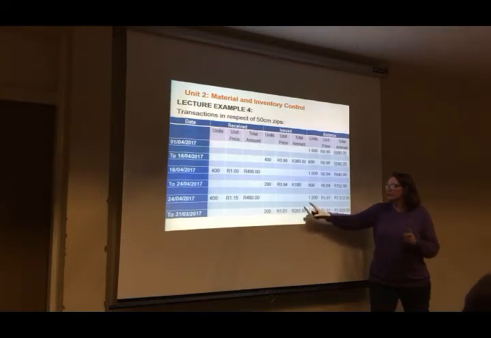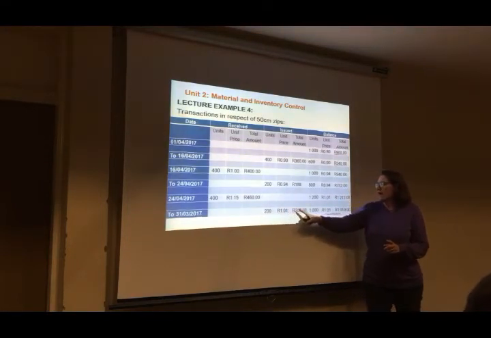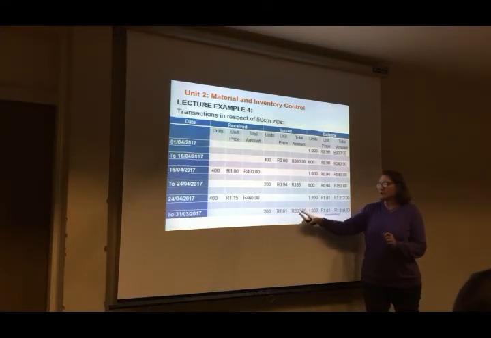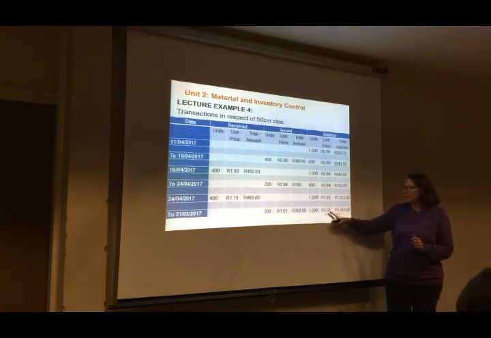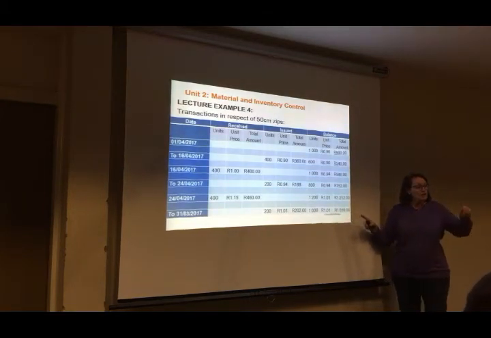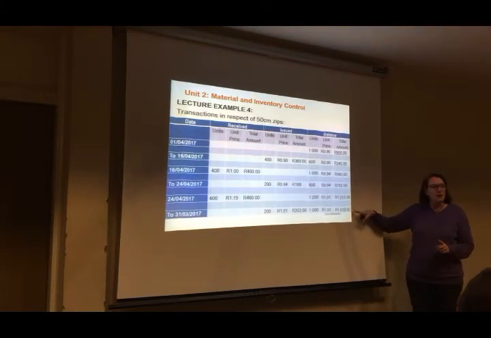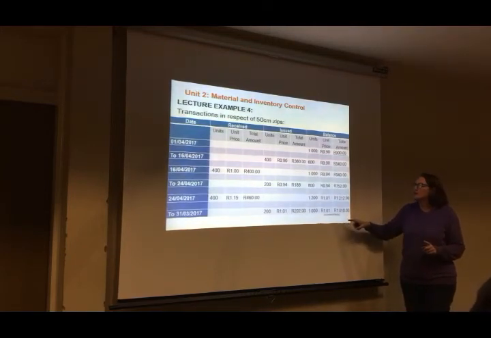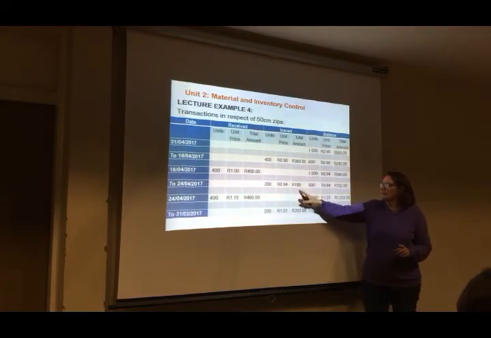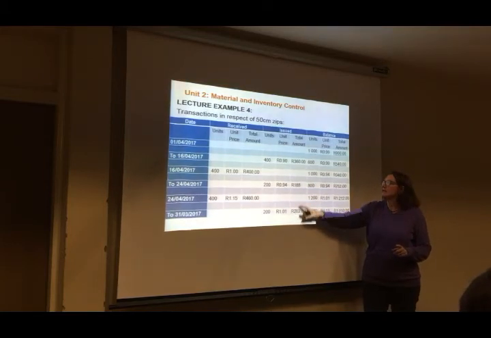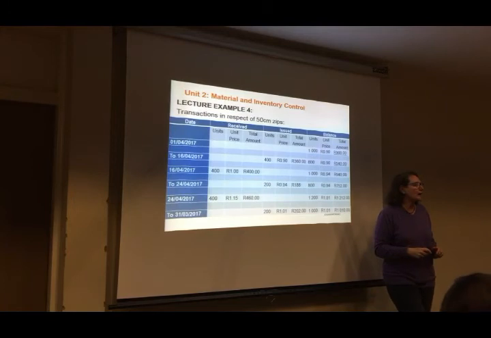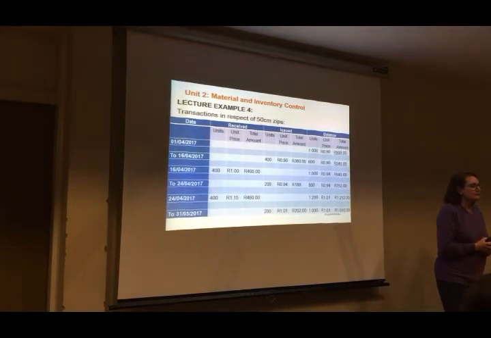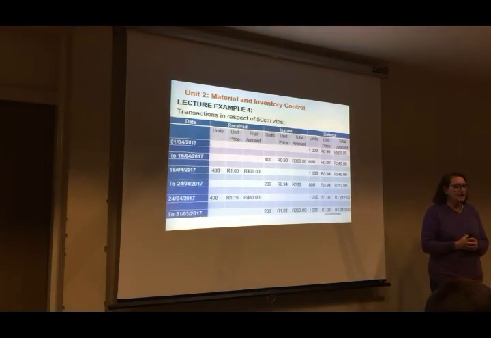Then you issue 200 to production at 1 rand and 1 cent, which gives you 202 rand, and you've got 1,000 units left at 1 rand and 1 cent, which gives you 1,010 rand. So your closing balance of inventory is 1,010 rand. The total rand value of inventory issued to production is 360 plus 188 plus 202. Does that make sense? Okay.